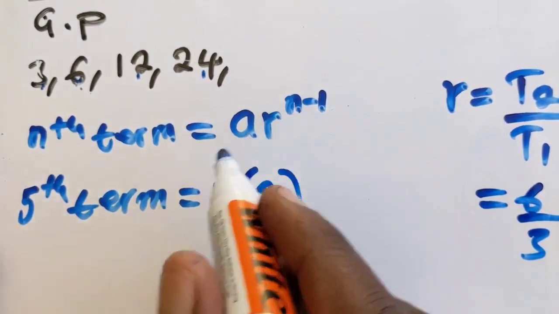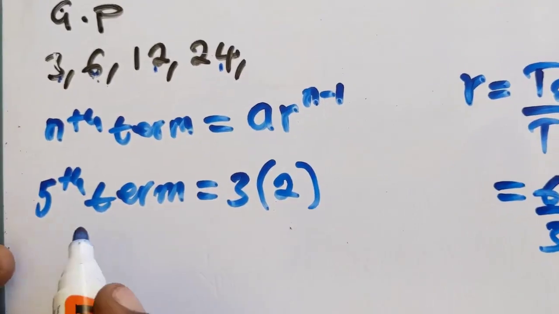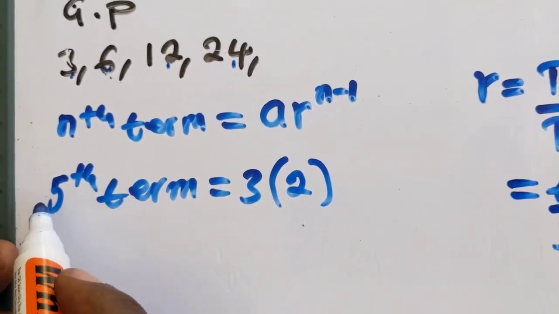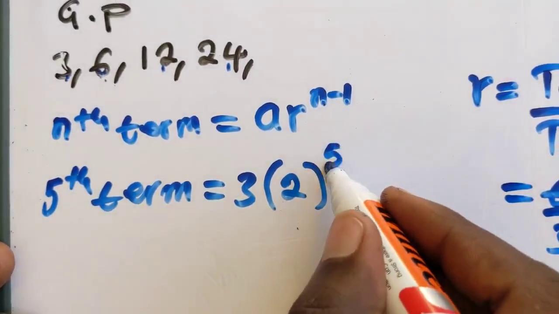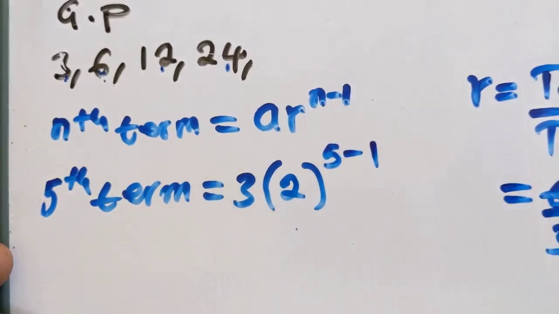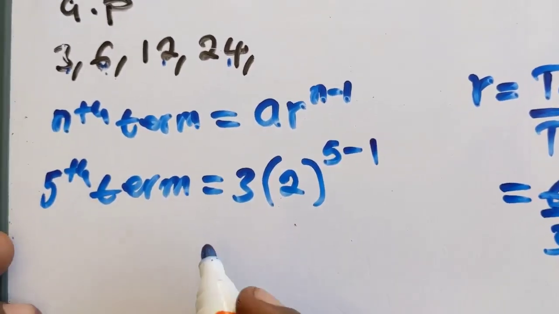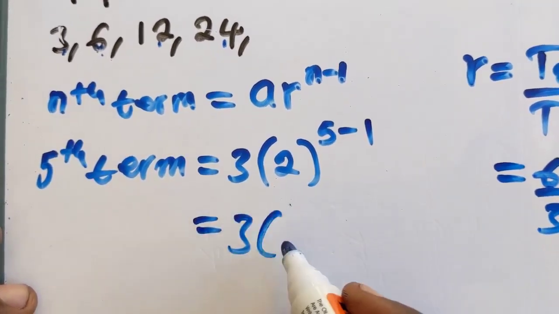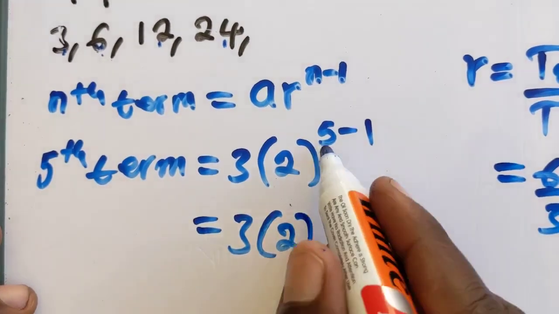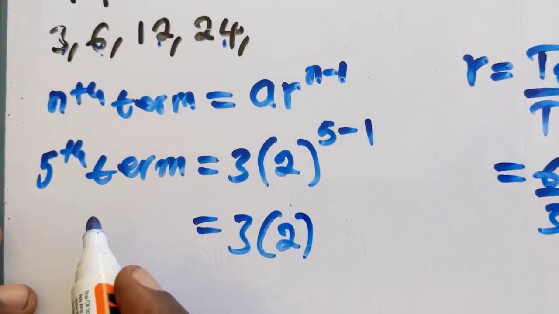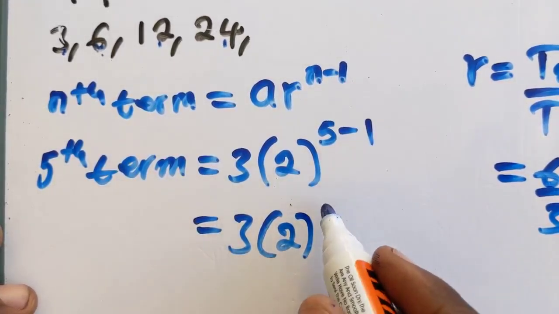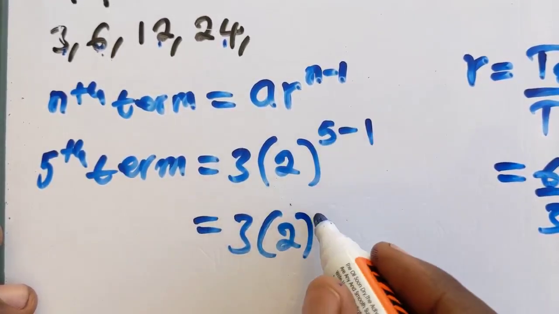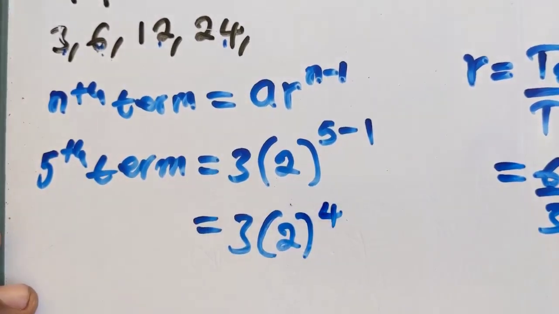Then to the power n, you know that it is the number of terms. The number of terms is the fifth term. So you put 5 minus 1. Then you go on and solve. So that is 3 multiplied by 2 to the power of 5 minus 1, which is actually 4.